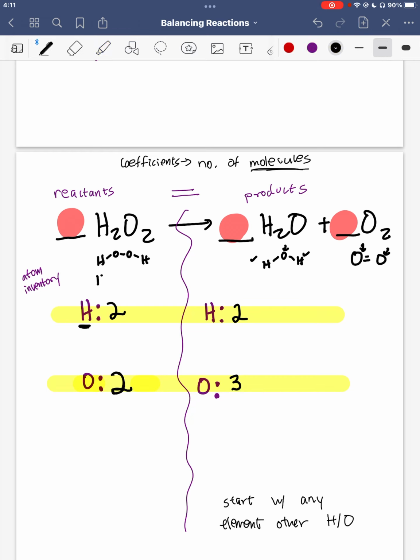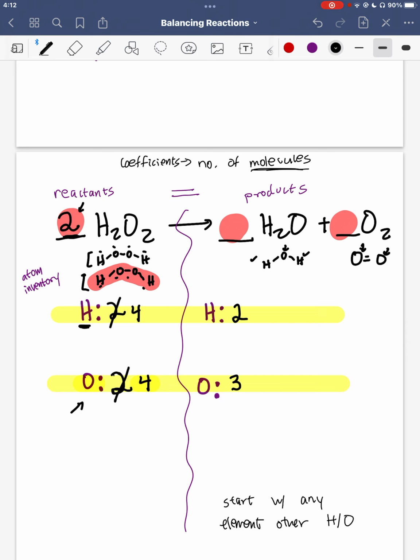Well, the only way I have to add more atoms is to add an entirely new molecule. I'm not allowed to just add a single atom. I need to add a new molecule, and now I have 2 H2O2s in total. Once I've added a coefficient, I then update my atom inventory. I now have 1, 2, 3, 4 hydrogen atoms and 1, 2, 3, 4 oxygen atoms.